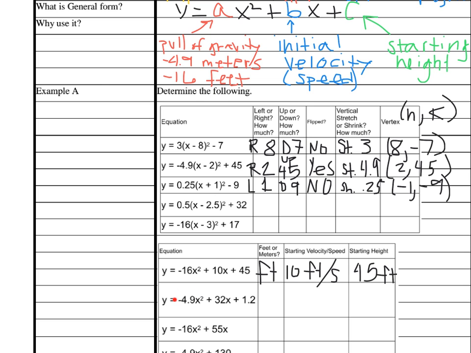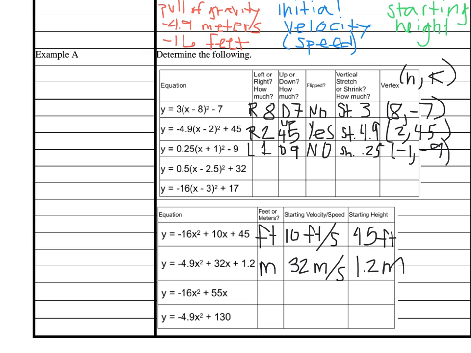Alright, next one, negative 4.9. You look up here, I wrote negative 4.9 meters. So this problem is in meters. Next, we need the starting velocity or speed, which is with just the x, which is right here, so 32 meters per second. And then last, we have the starting height, which is at the end here. It does not have an x by it at all. So in this one, it would be 1.2 meters.